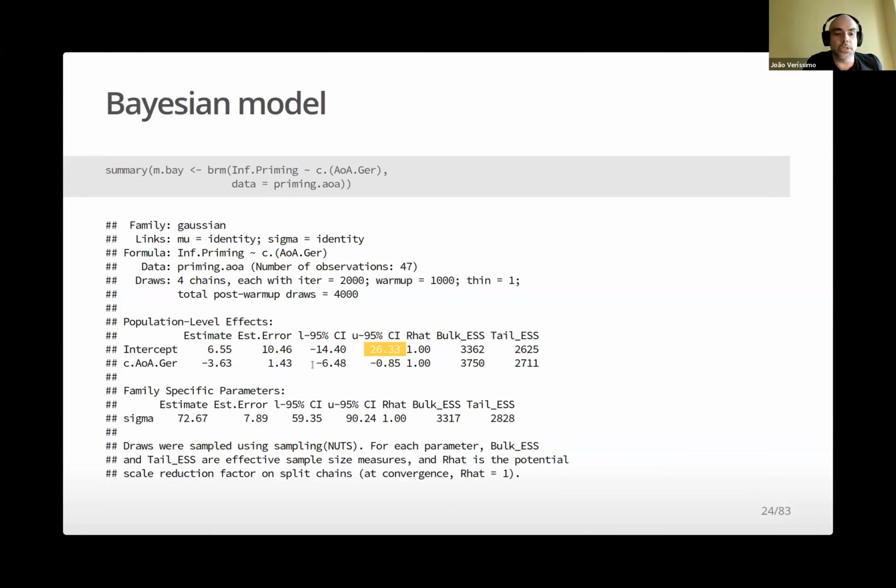Sorry, I said confidence, but these are credible intervals. It's just a force of habit. And here you can see the lower bound of the 95% credible interval for the slope of interest and the upper bound. So we are 95% sure that the effect of age of acquisition, of course, given the assumptions of the model, none of this is set in stone. We're always conditioning on the assumptions that we've made. But we can be 95% sure, there is 95% probability that the slope of interest is within these two bounds.